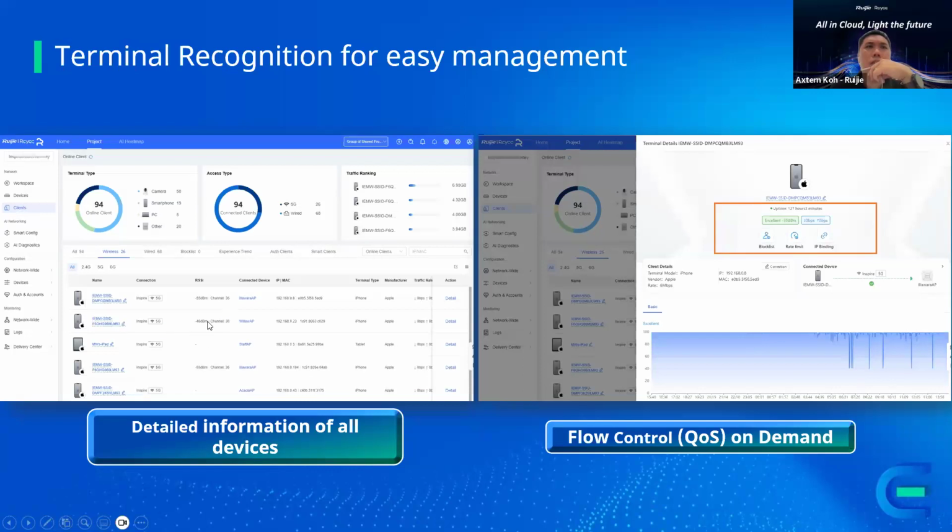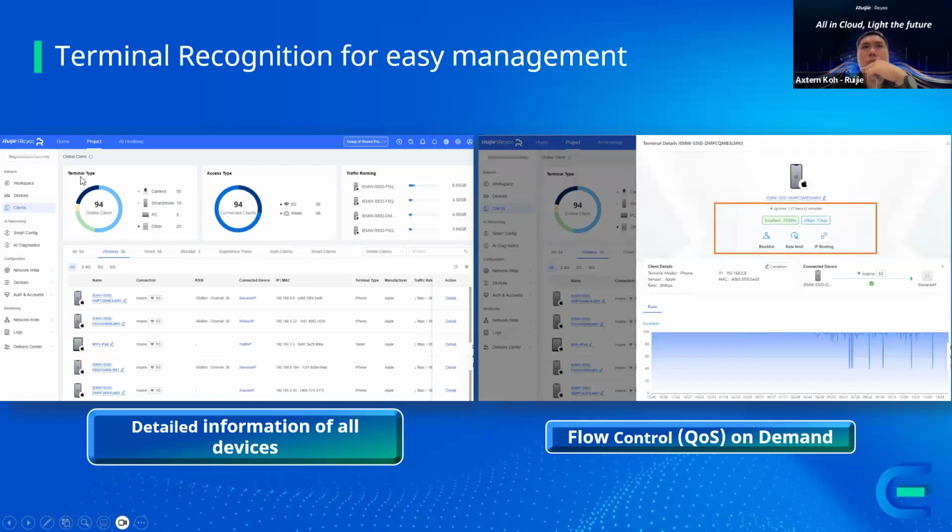So what is their current experience with the RSSI? What is the channel and AP they are connected to? What is their IP and MAC address? And what is the model and manufacturer, Apple, iPhone? It can show you all the download and upload traffic in one clear overview page. This is what I'm going to show you.